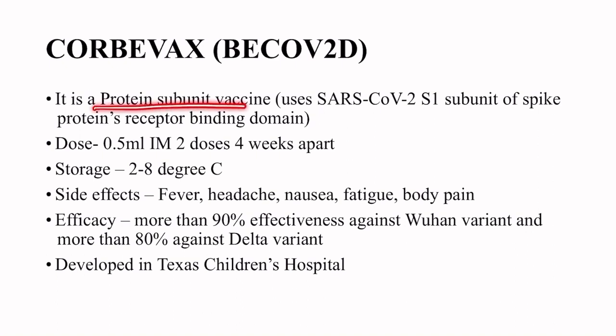Next is CORBEVAX. It is a protein subunit vaccine and it uses spike protein as we have already seen. This is 0.5 ml intramuscular, 2 doses 4 weeks apart, stored at 2 to 8 degrees Celsius. Side effects are fever, headache, nausea, vomiting, and body pain. Efficacy is 90% effective against one variant and more than 80% against the Delta variant. It was developed at Texas Children's Hospital.